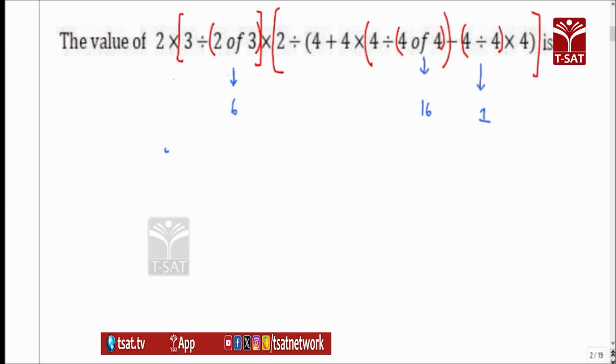Now see here, 2 into 3 divided by 6 is 1 by 2, into 2 but divided by this whole thing. This 4 of 4 is 16, then 4 divided by 16 is 1 by 4 here. 1 by 4 into 4 is 1, therefore it is 4 plus 1. Then after that you have 4 divided by 4, 1 into 4, it is 4.